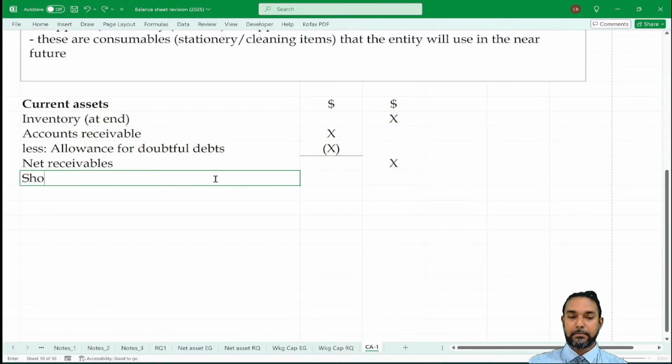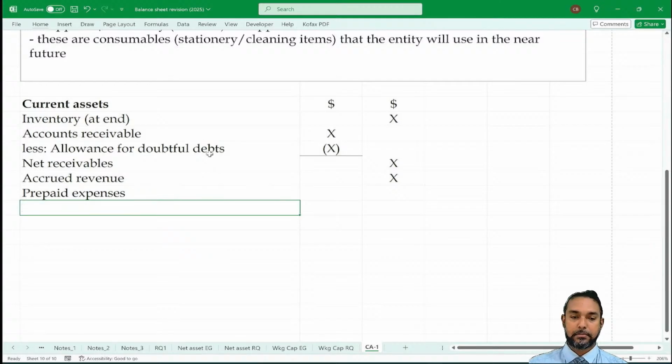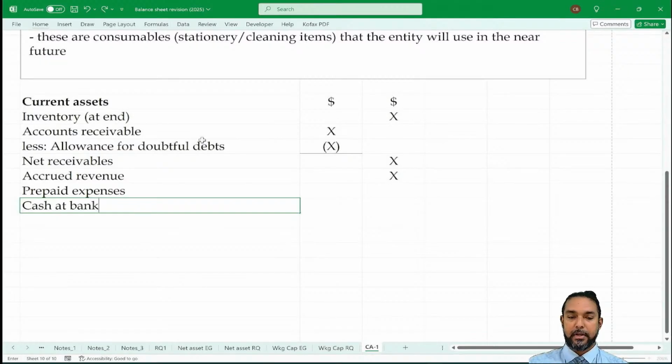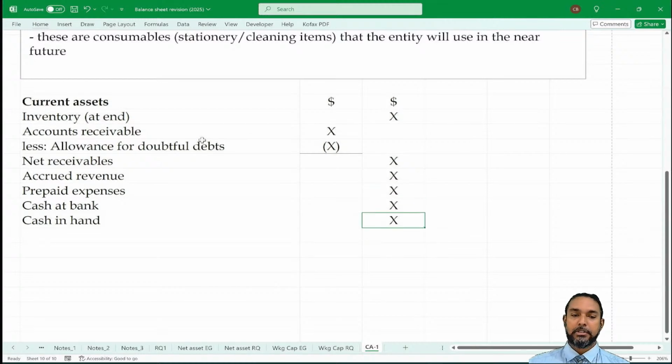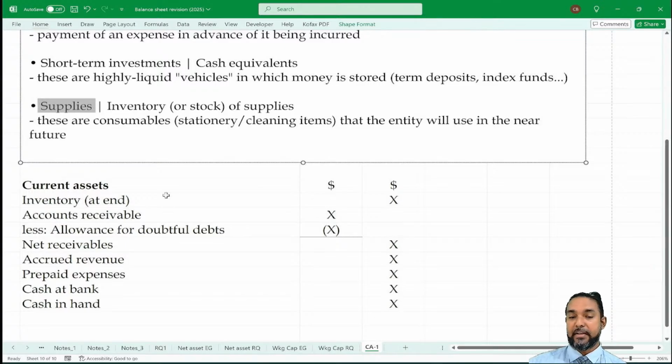After that, you could have your short-term investments. Actually, hold on. Sorry, no. Accrued revenue. Prepaid expenses. Right? Cash at bank and cash in hand. All right, so the question then becomes, where do we put these supplies or short-term investments, right? Now, supplies, because of their nature, like an inventory, you could actually put them on top of here.